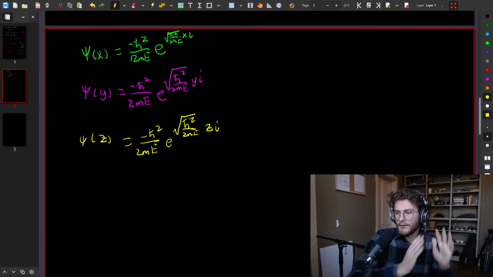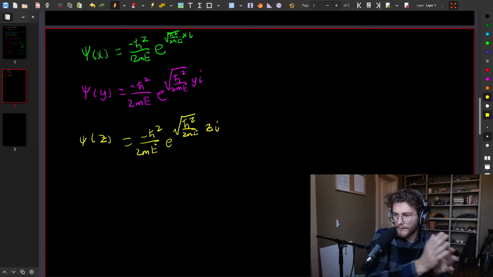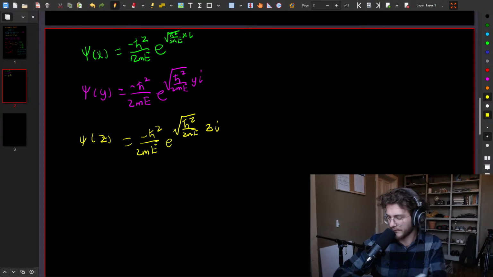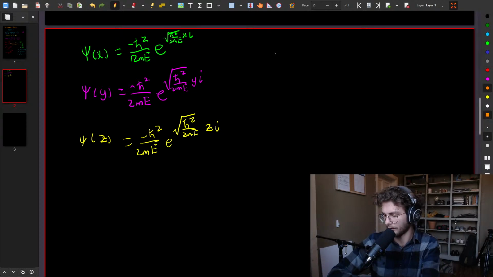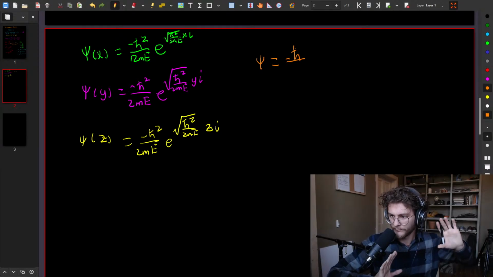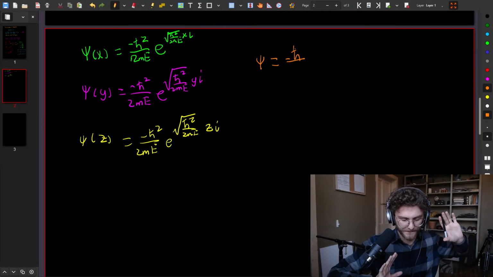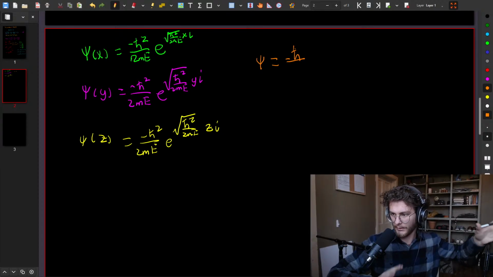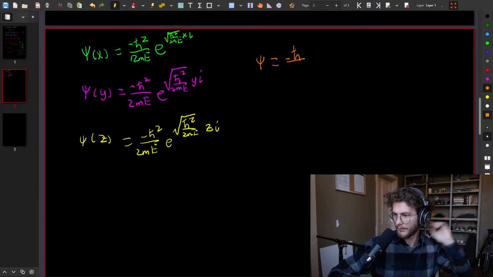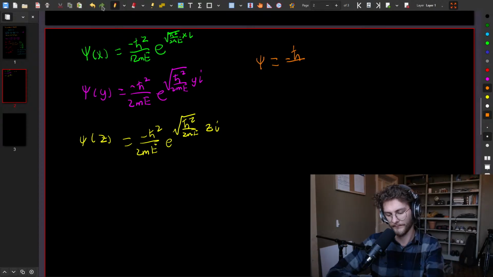So that's the first thing. The second thing is we want to go back to that original form that we had. We'll go to orange. So we're going to say psi equals negative h bar over h bar. By the way, that is the Planck constant. Planck constant is this really tiny number. That's where we're getting that from.